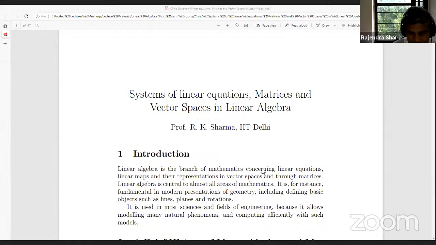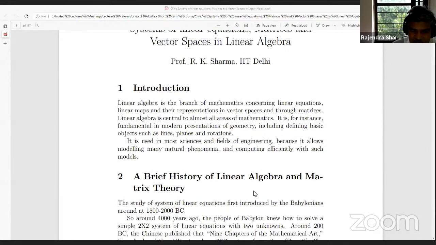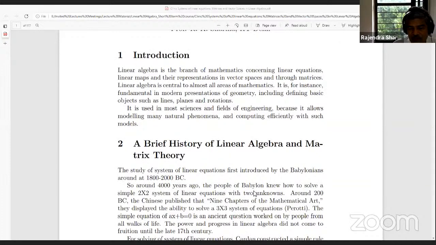Nothing is left actually which does not have its roots in mathematics, and in particular linear algebra, because it allows modeling many natural phenomena and computing efficiently with such models. A brief history of the subject called linear algebra and matrices. Of course, there are several ways of going back to the history. One is through matrices, another is through equations, another is through geometry, and so on. Well, there is no unanimity actually about when the subject can be said to have been born.